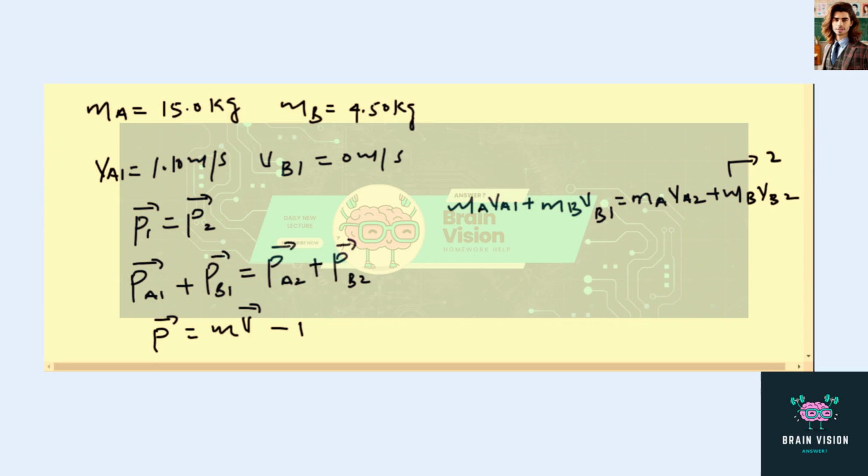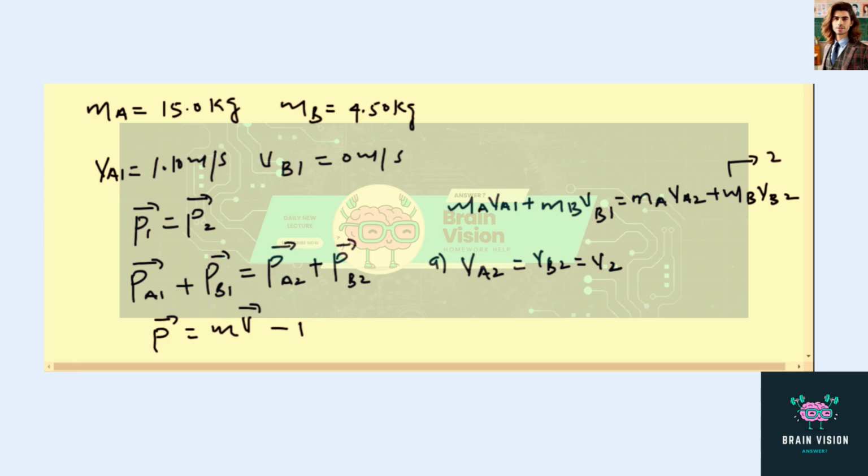Now let's do part A. Neglecting water drag effect means that there is no external net force, so the momentum is conserved. Also, after the collision, the big fish eats the small one, so they have the same final velocity. So we have VA2 is equal to VB2 is equal to V2.